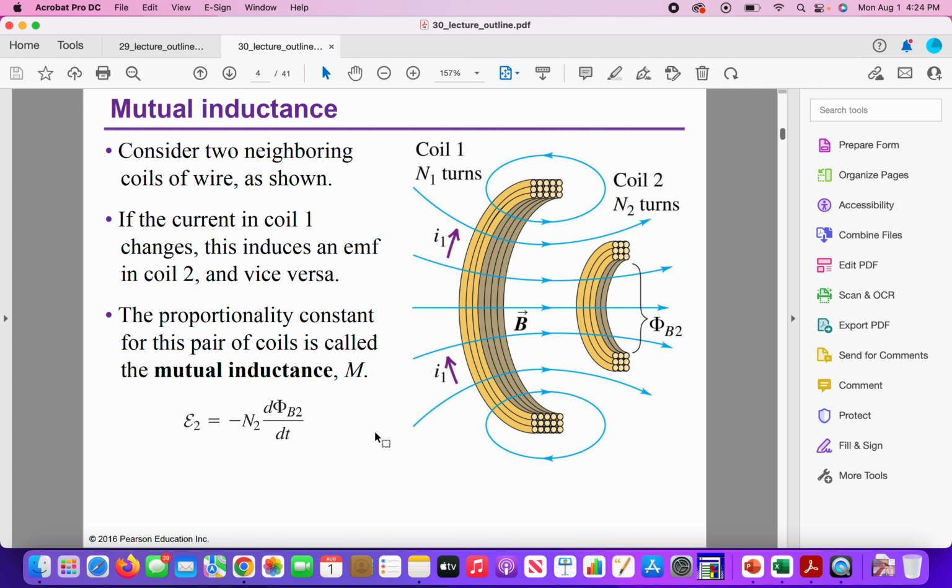Here we have mutual inductance, which means I have two coils. Here I have coil 1 and coil 2. And we can see that if the current in coil 1 changes, then this induces an EMF in coil 2 and vice versa. The proportionality constant for this pair of coils is called the mutual inductance. We will learn how to calculate it, and we know from Faraday's law that EMF 2 is going to equal negative N2, the number of turns, times the rate of change of the flux.